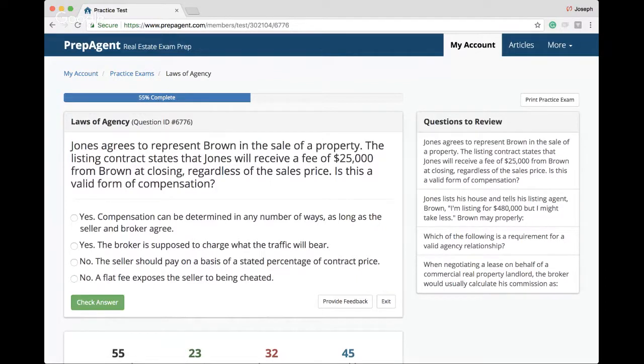Jones agrees to represent Brown in the sale of a property. The listing contract states that Jones will receive a fee of $25,000 from Brown at closing, regardless of the sales price. Is this a valid form of compensation? A, yes, compensation can be determined in any number of ways as long as the seller and the broker agree. B, yes, the broker is supposed to charge what the traffic will bear. C, no, the seller should pay on the basis of stated percentage on contract price. Or D, no, a flat fee exposes the seller to being cheated.